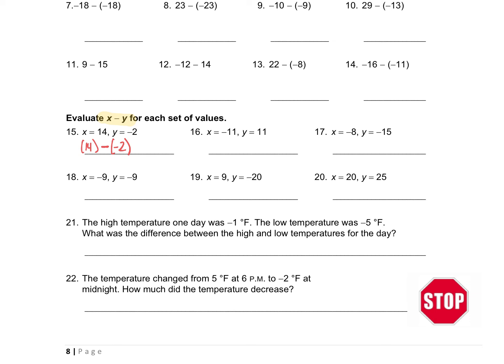Now I'm going to do keep, change. I'm going to do this one with you guys. I'm going to do keep 14, minus becomes add, and negative 2 becomes a positive 2. So 14 plus 2 is 16. So when I evaluate that expression where x is 14, y is negative 2, 14 take away negative 2 is positive 16. So you're going to show the substitution and then your keep, change steps.